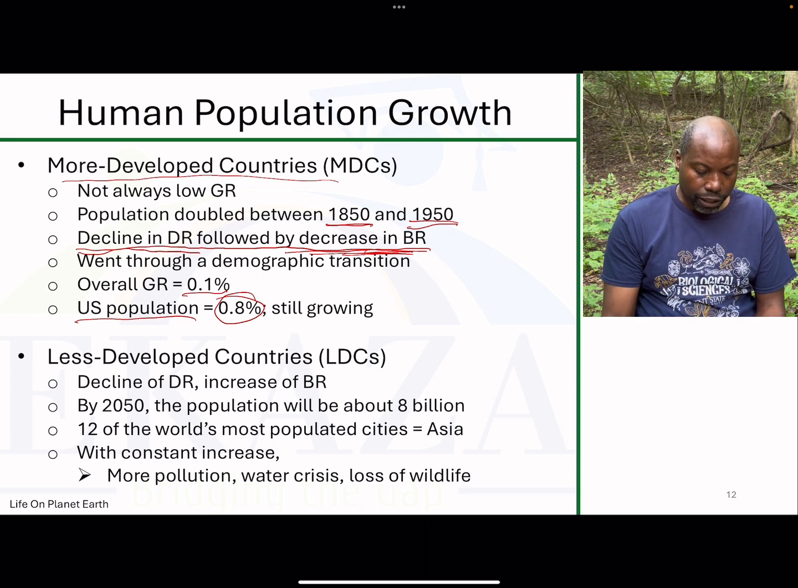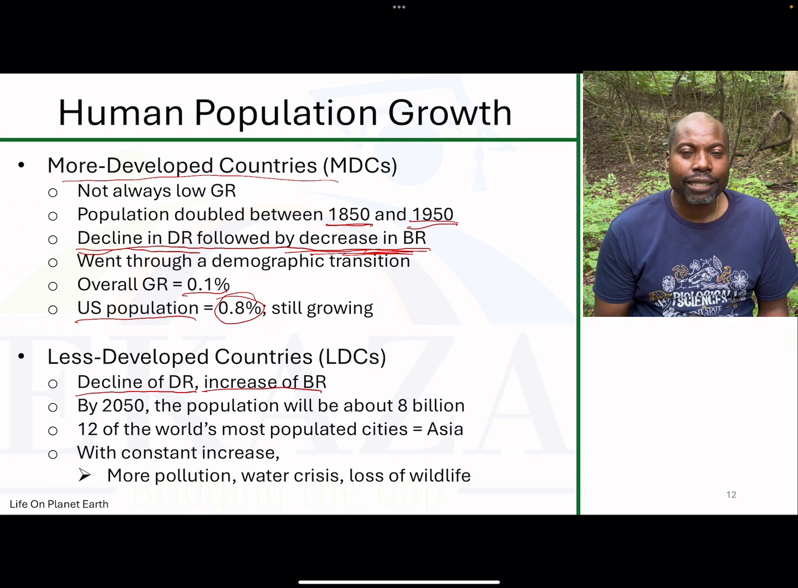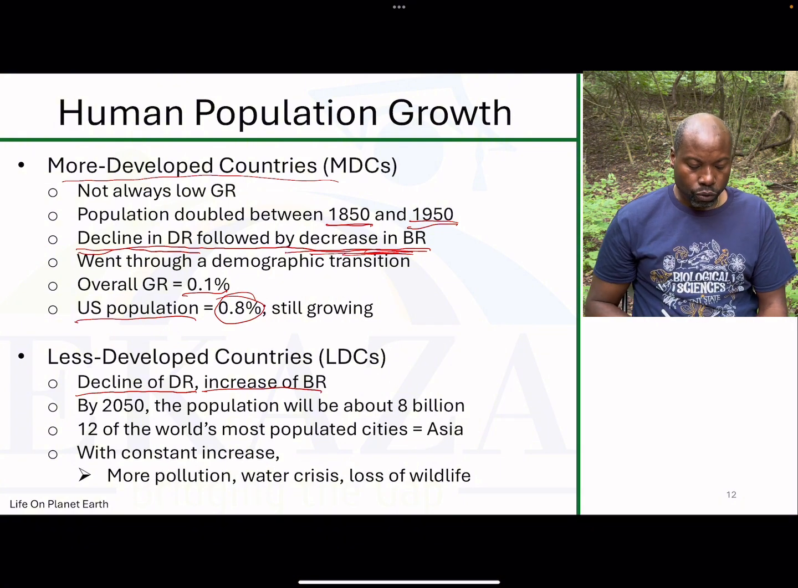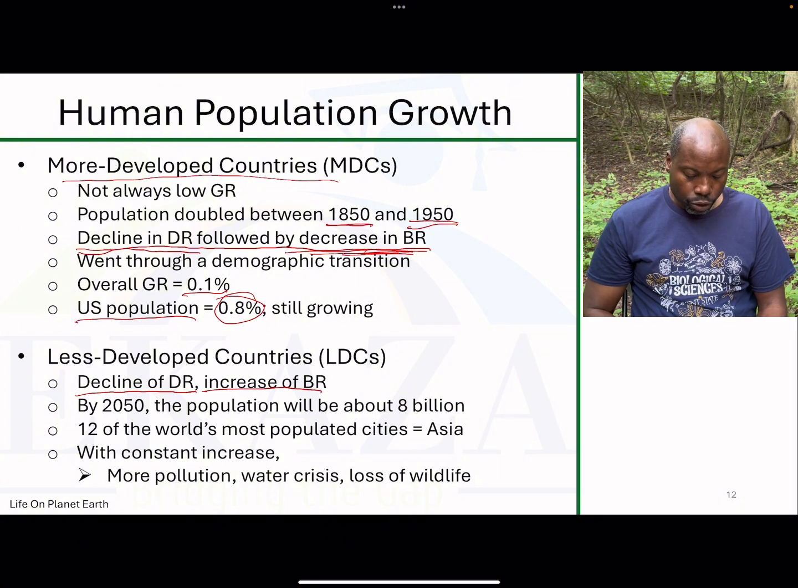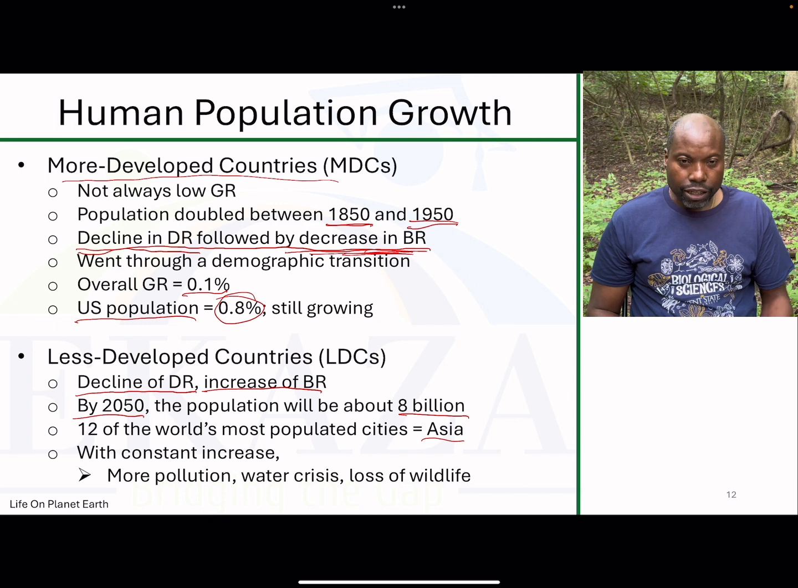Now, in less developed countries, we do see a declining death rate with an increased birth rate. This causes an overall increase in the population growth. So it is believed that by the year 2050, the population will reach about 8 billion people, right? 12 of the most populated cities in the world are going to be in Asia.